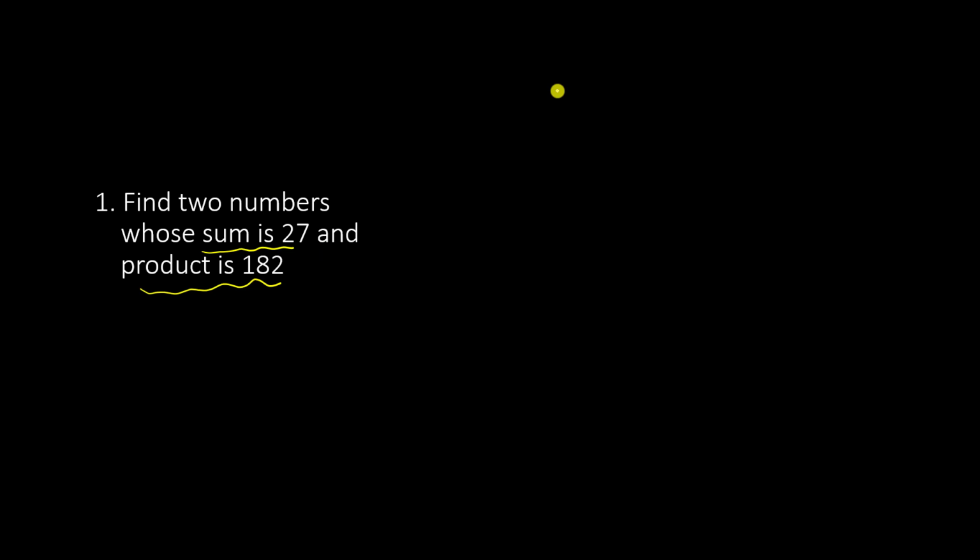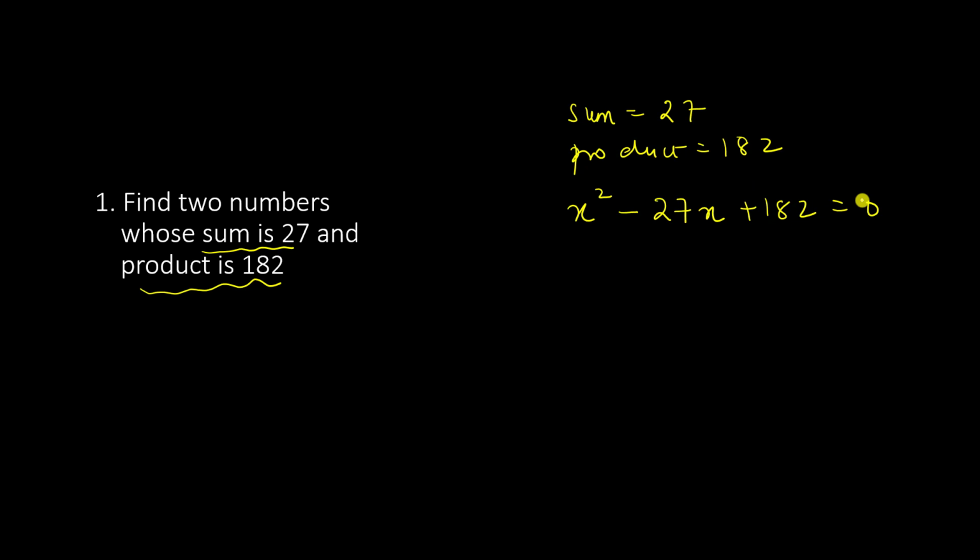In that case, you form a quadratic equation having the sum as 27 and product as 182. What is this quadratic equation going to be? The form is x square minus sum x plus product equals 0. That means x square minus 27x plus 182 is equal to 0. If you solve this quadratic equation, you get two numbers whose sum is plus 27 and product is 182.